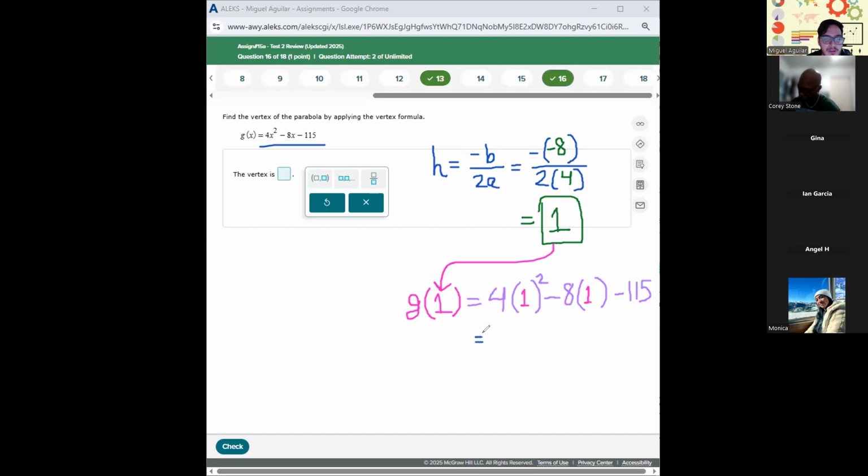Then we're just going to say to ourselves, let's just put this in the calculator. So that's 4 times 1 squared minus 8 times 1 minus 115. What are you guys getting? I did it on paper, but I got 107. We made a mistake, I think. Did anybody get something different?